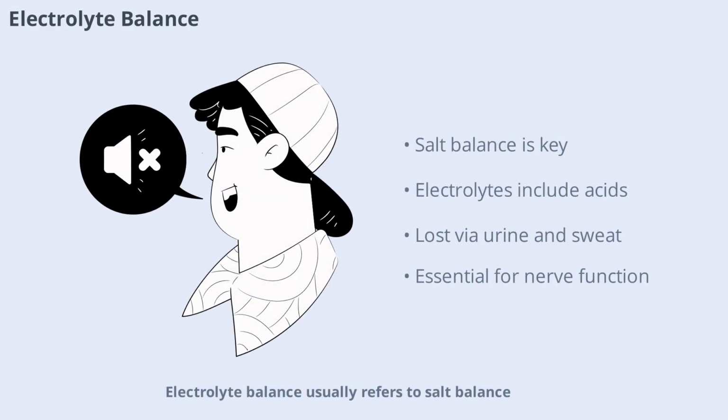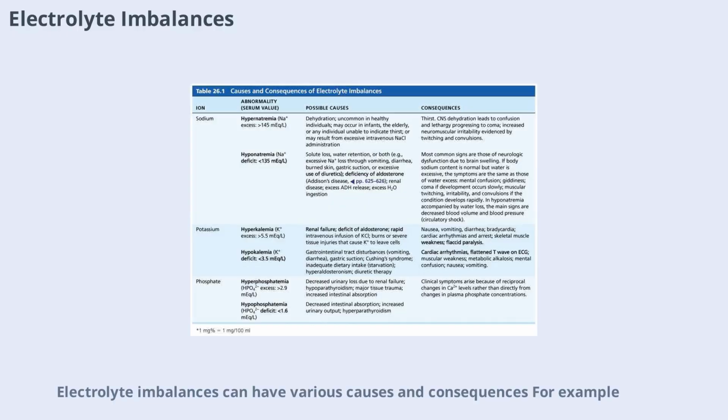Electrolyte balance usually refers to salt balance, though electrolytes also include acids, bases, and some proteins. Salts enter the body through ingestion and metabolism and are lost via perspiration, feces, urine, and vomit. Maintaining electrolyte balance is essential for nerve function, muscle contraction, and overall cellular health. Electrolyte imbalances can have various causes and consequences.